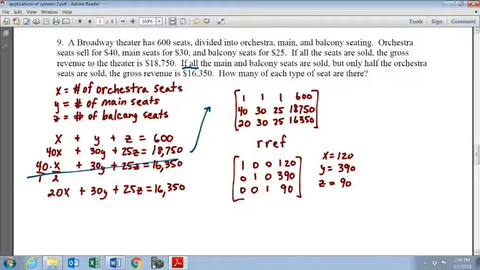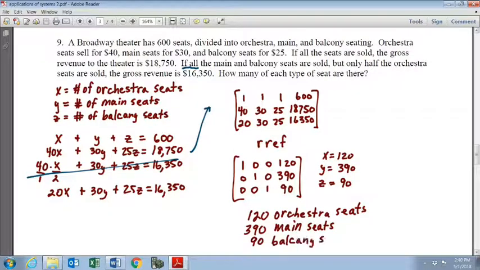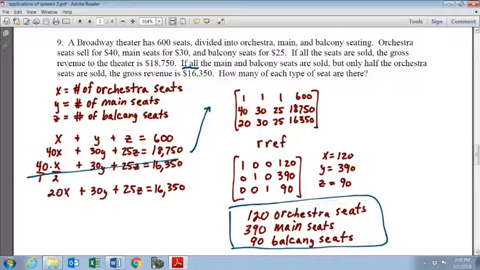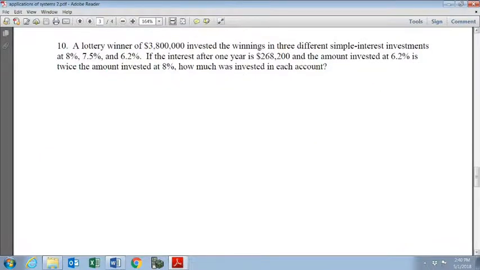So remember, we're supposed to indicate how many of each type of seat there are. So there's 120 of the orchestra seats, because X was the number of orchestra seats, 390 main seats, and 90 balcony seats. All right, let's move on to the next problem.